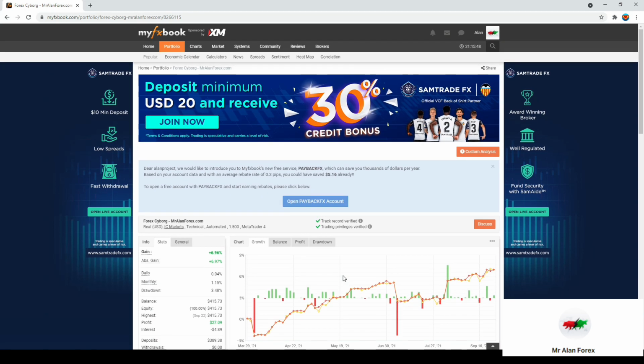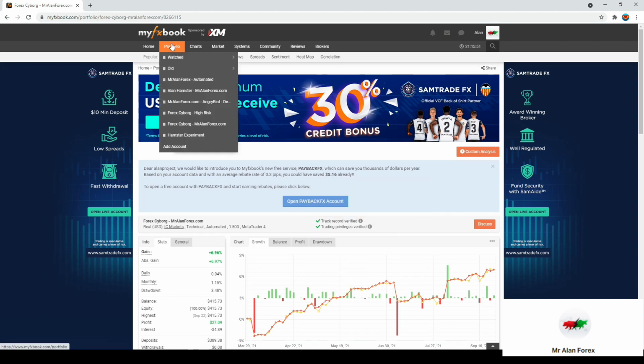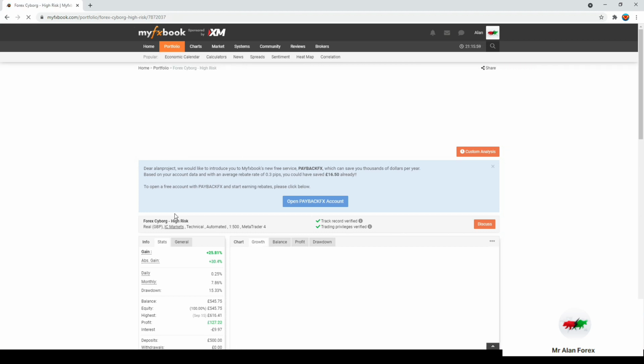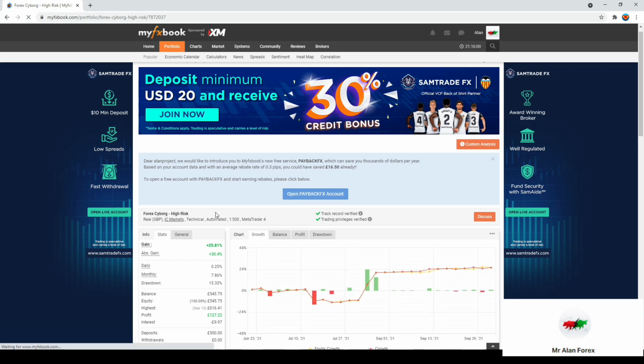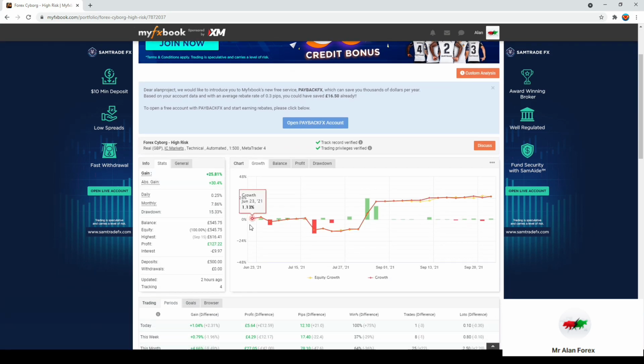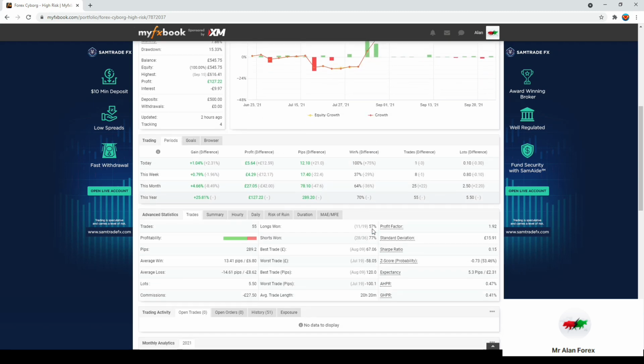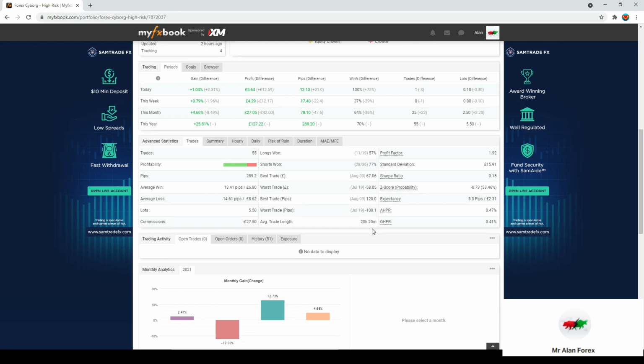And because I was so impressed with it, I set up a new one, which was the Forex Cyborg High Risk. So same trading robot, same pairs, but trading much larger lot sizes. And as you can see, it's already made a 25% gain on this real account, IC Markets. I put in £545 and it's made 127. Yeah, a good 25%. So this is one trading robot which I do like.